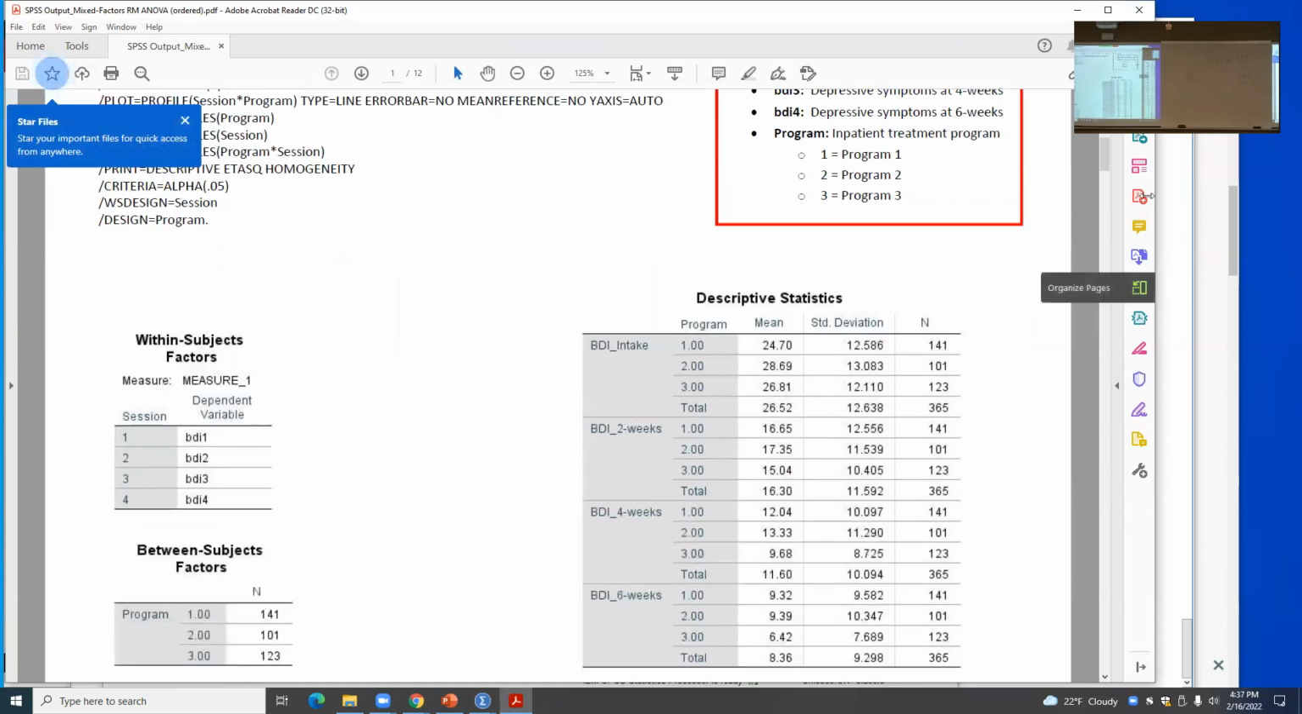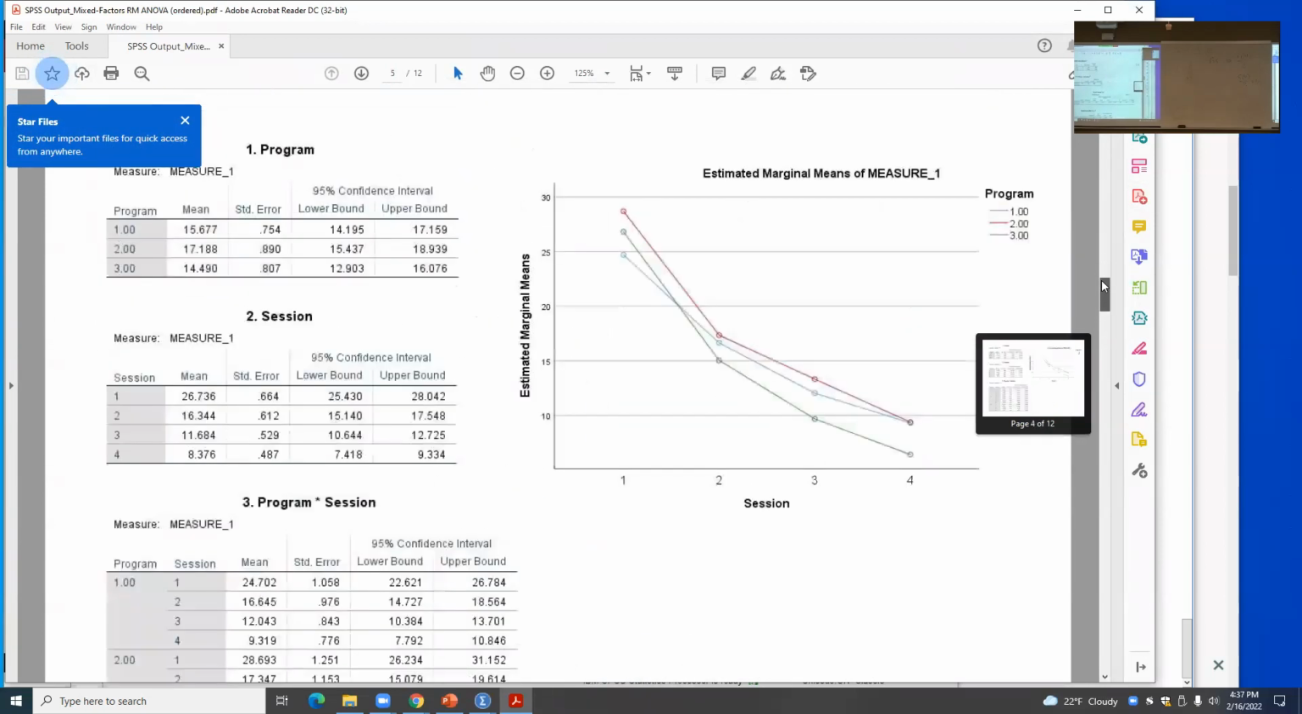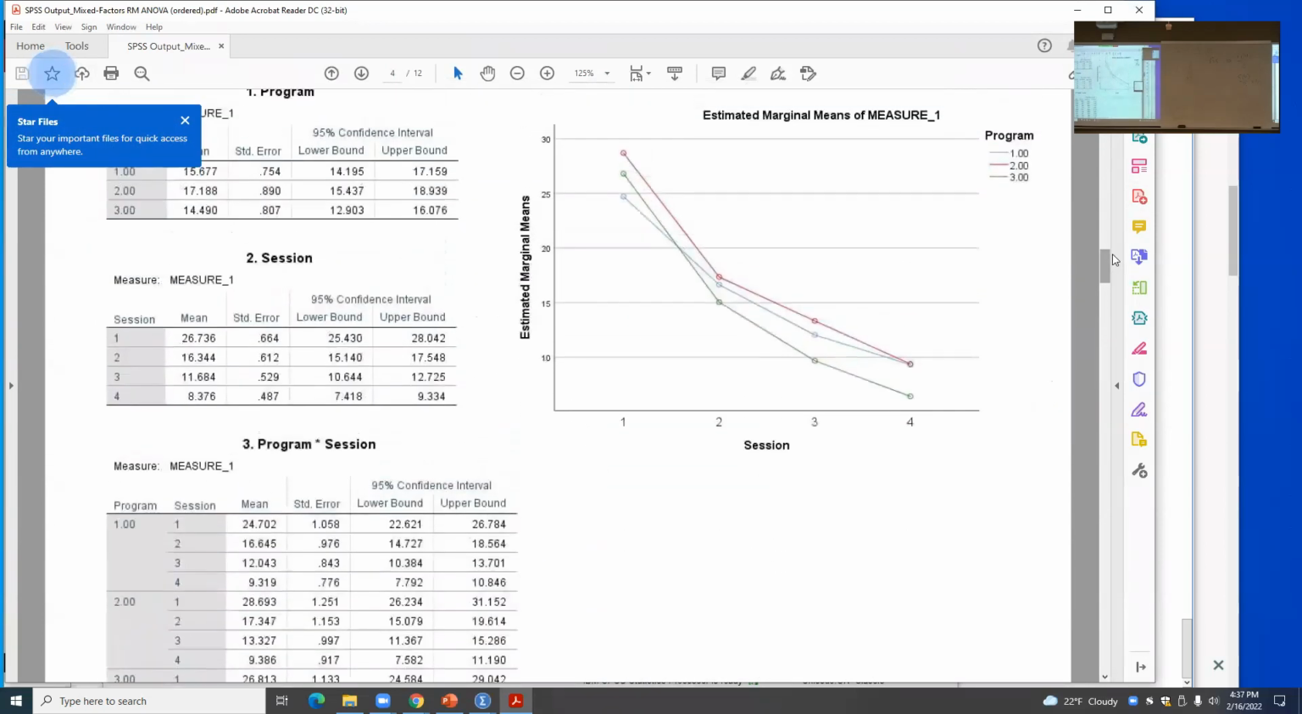So we've gone through, we've run our omnibus tests, right? And we're saying, okay, this is kind of what we've got. Across all three of these treatment groups, we're seeing reductions in BDI score over the course of intervention. But what approach do I want to take to tease this apart? Well, there's a couple of things I could do.